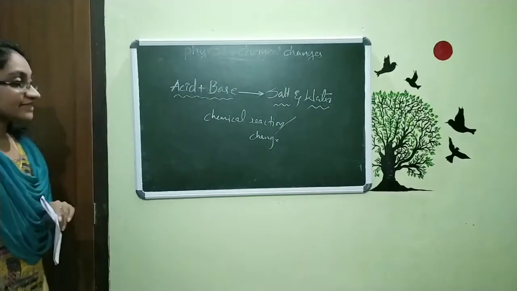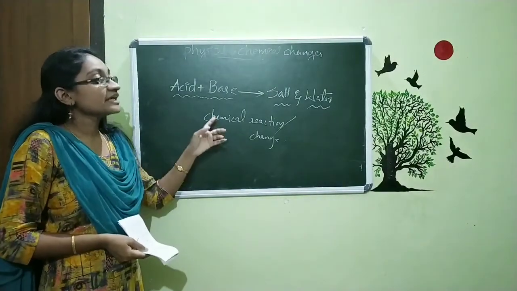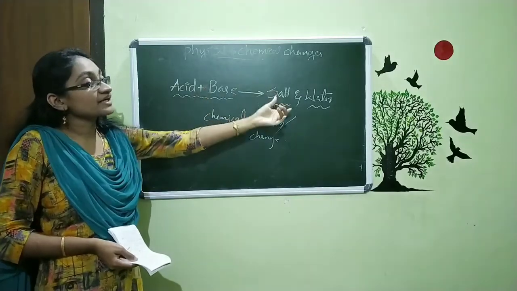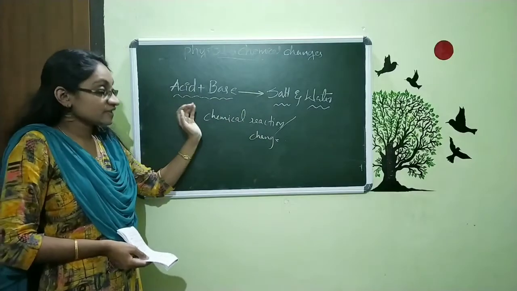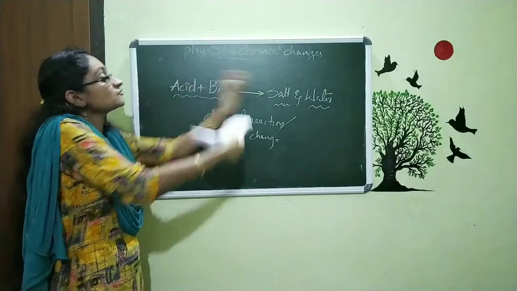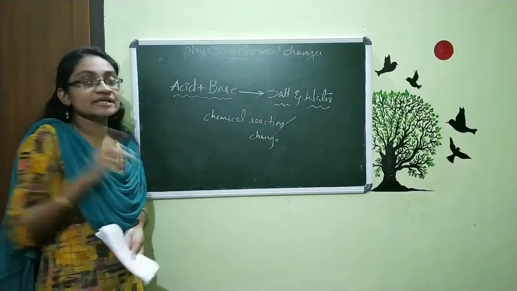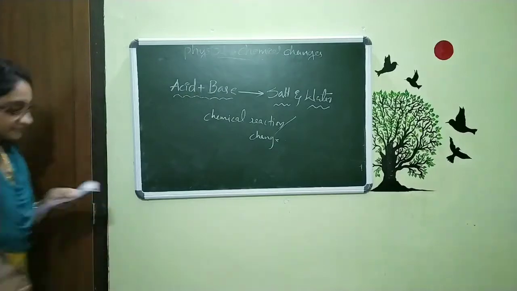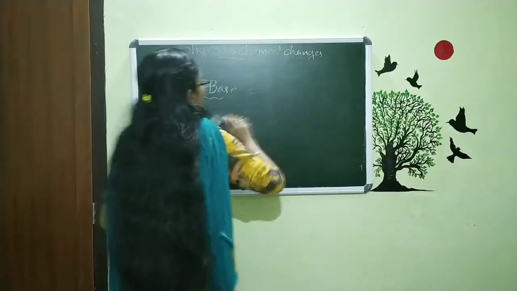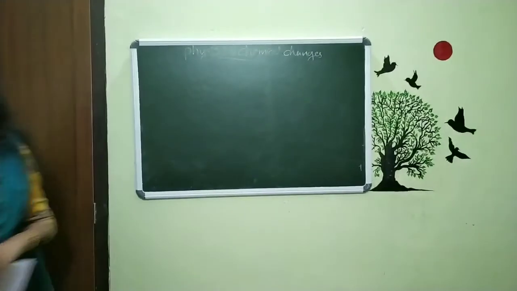So that's the thing. We can say the reaction of acid and base is nothing but chemical change because the reactants and the products are totally different. After the reaction, the acid and base actually combine and form salt and water. So we can say it is a chemical reaction or chemical change. That's about this.